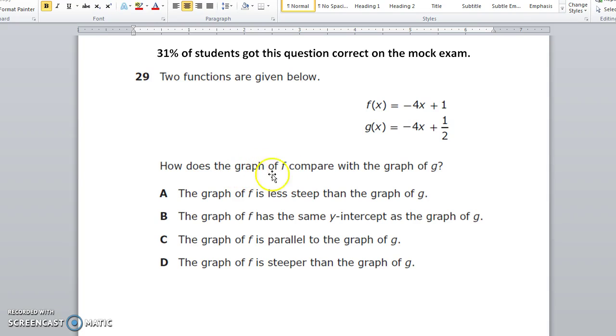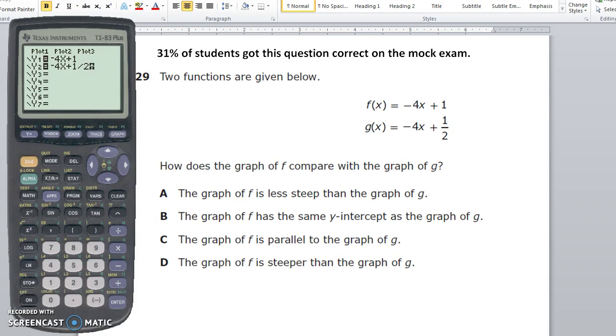So I'm trying to figure out how these two graphs compare with each other, and you see a bunch of different descriptions of how they can compare to each other. So two ways you can do this. First, you could try putting this into the calculator. Notice I've already got it set up over here. I went to y equals, I put the first equation up here, I pressed enter, I put the second equation over here. So these are my two equations. I'm going to graph them.